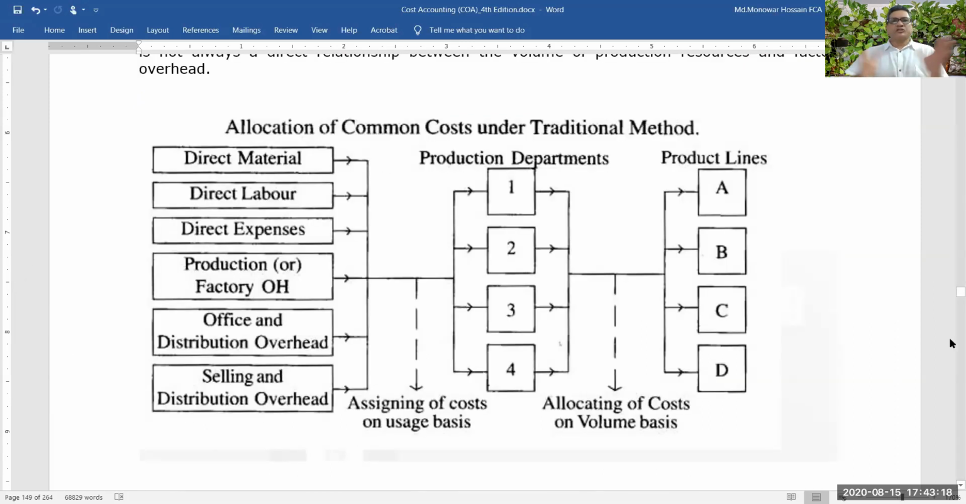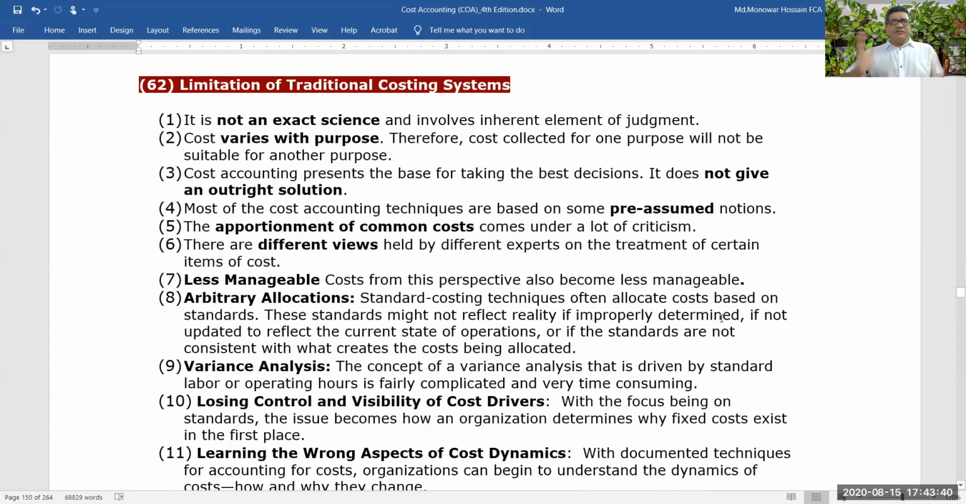Look here, allocation of common cost under the traditional method. Direct material, labor, other expenses, production overhead, etc. are assigned on a user basis to the production department, and then to the product line, also allocating the cost on a volume basis. So, limitations of the traditional costing system.